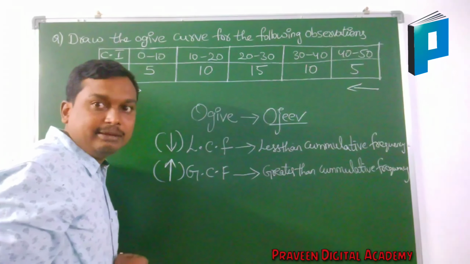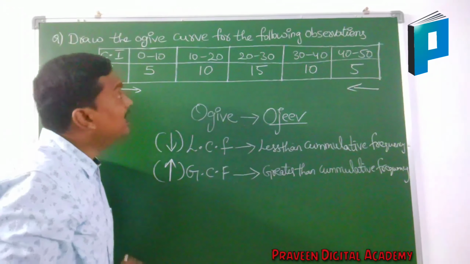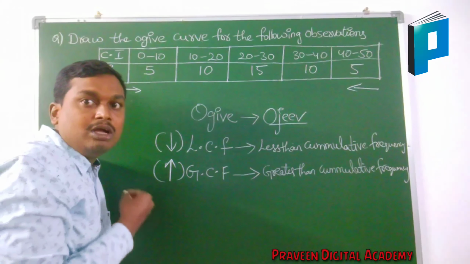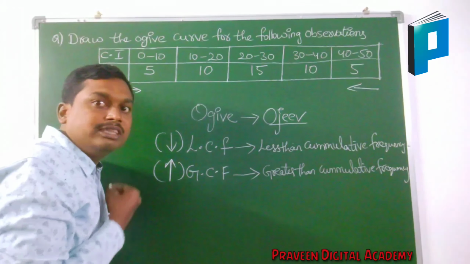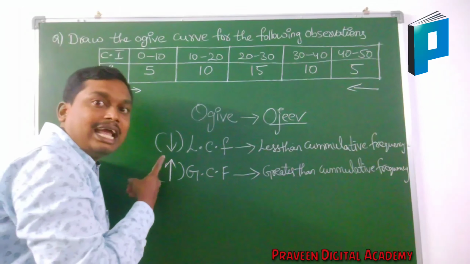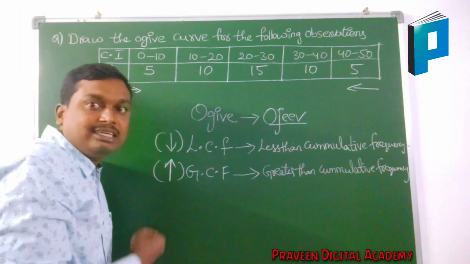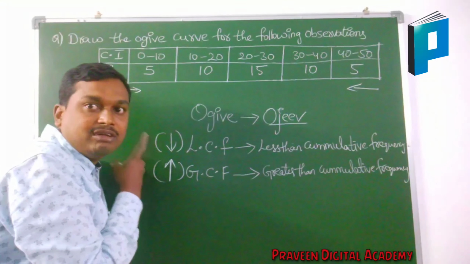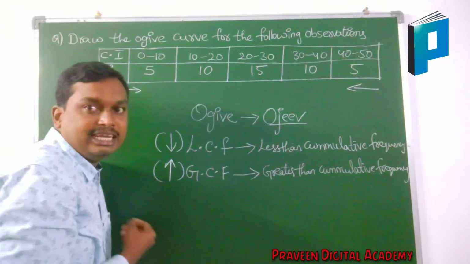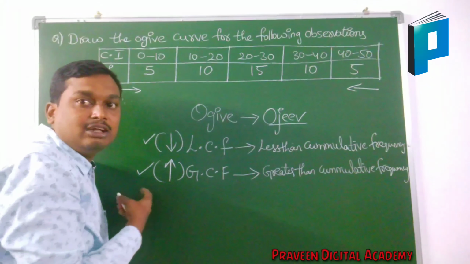Remember, the ogive curve will exist only for the median. But here they did not mention whether we have to draw the less than curve or the greater than curve. If they mention only LCF, do only LCF. If they mention only GCF, do GCF. Here they did not mention anything, so we will do both LCF and GCF in this problem.